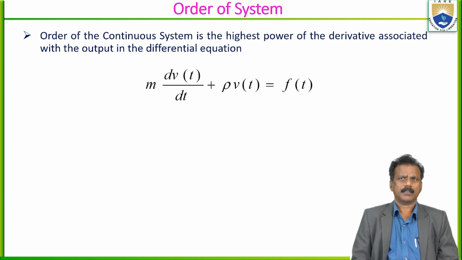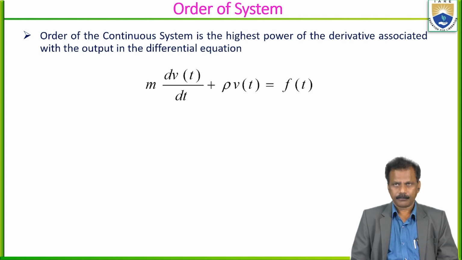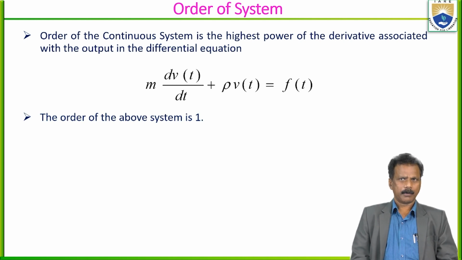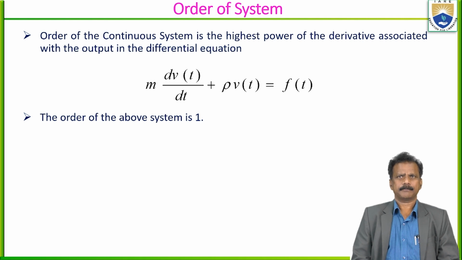Order of the continuous system is the highest power of the derivative associated with the output in the differential equation. It is followed by m into dv of t by dt plus rho into v of t is equal to f of t. The order of the above system is 1.